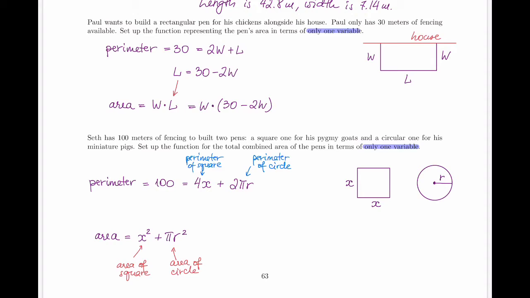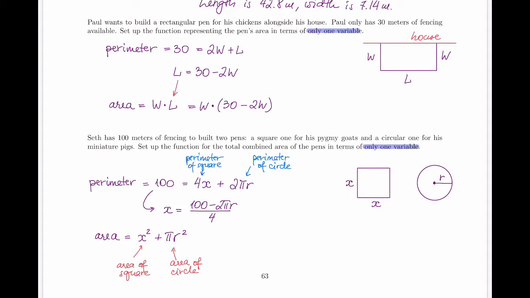Excellent. Now I am up against this last constraint, that my area has to be in terms of one variable only. Here I have x and I have r. So I'm going to have to get rid of one of them. My equation for the perimeter gives me a way to solve for x or r, whichever way I decide to. Again, here they're both to power 1, so it's a linear equation for both x and r, so it's my choice what to solve for. Let's say I decide to solve for x from here. So from here, solving for x, I'm going to get 100 minus 2 pi r, all divided by 4.